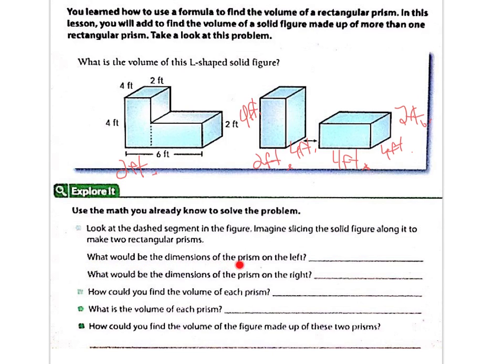What would be the dimensions of the prism on the left? So that would be this one. This is on the left. Dimensions simply means what are the measurements. So the dimensions of the one on the left, let's do length first. Length times width times height. So the dimensions of the figure on the left are 2 by 4 by 4.